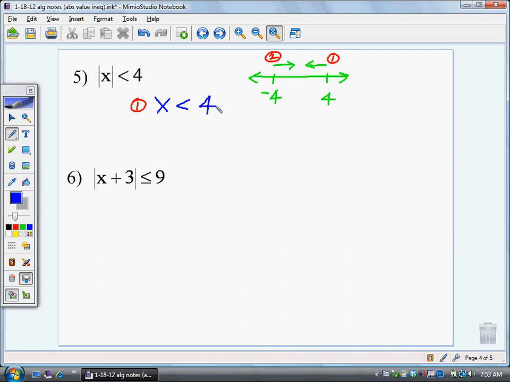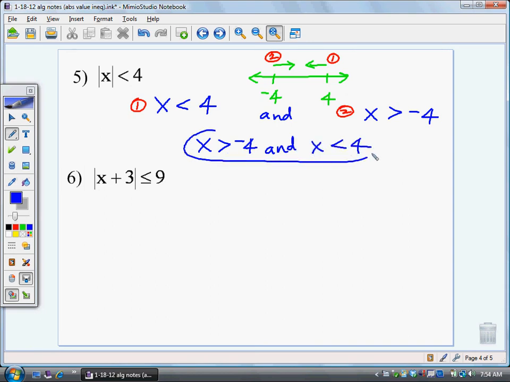Okay, my connecting word this time is going to be and. My second inequality, which is an arrow pointing to the right, so that's going to be x is greater than, and it's using the negative 4. And so we would have x is greater than negative 4, and x is less than 4. And that would be this. That can also be written, remember, as negative 4 less than x less than 4. Okay, that's the same thing.